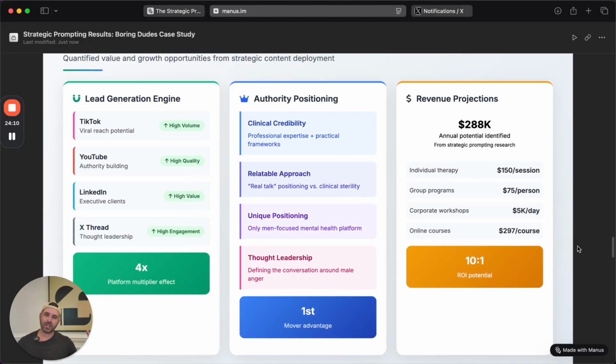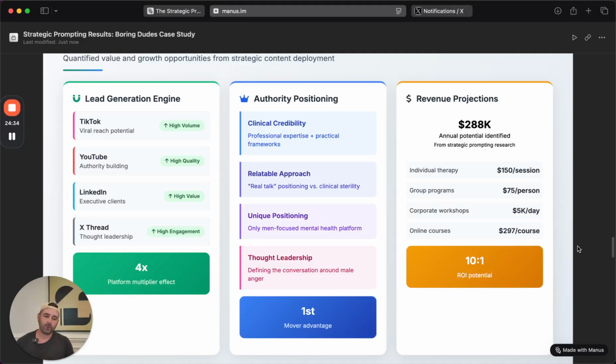We've got a lead generation engine. You need leads. TikTok, YouTube, LinkedIn, and X. Those are our channels where we can get that from, and we can do that through organic content, which is the most powerful way to do your marketing. Then we have the authority positioning. This is our unique angle captured, okay?